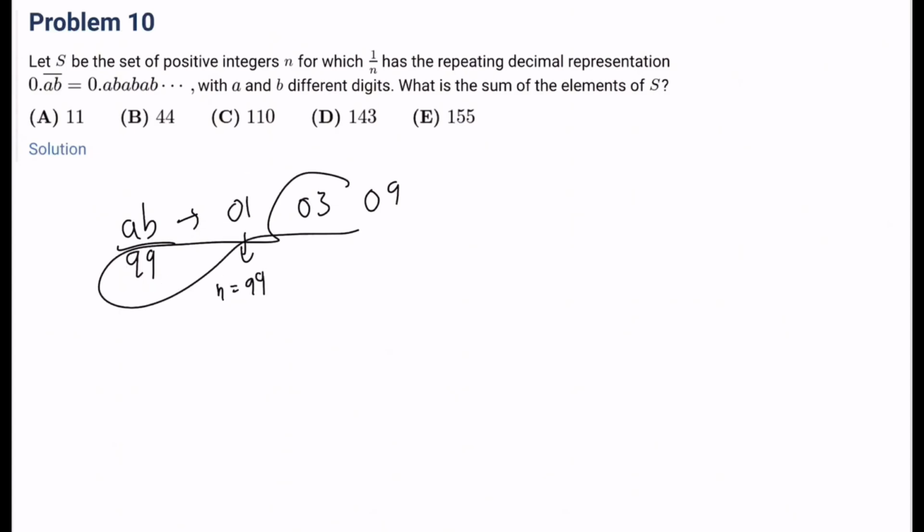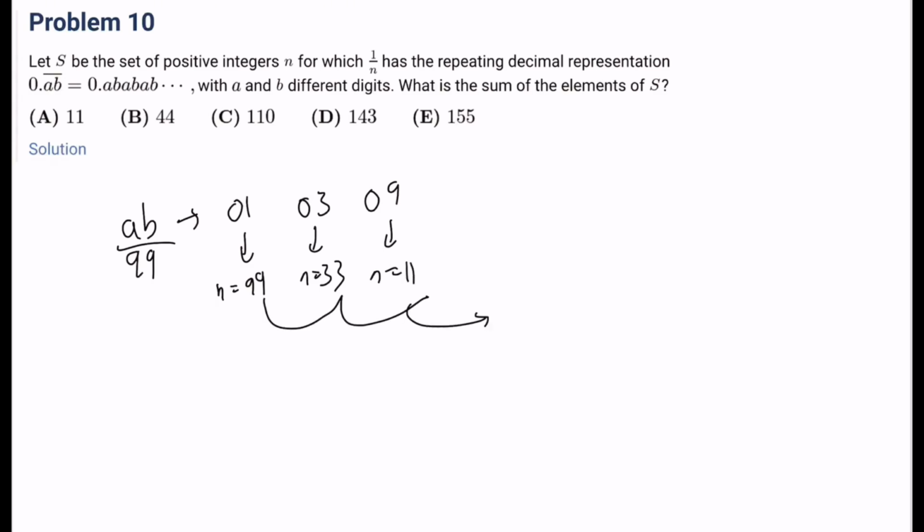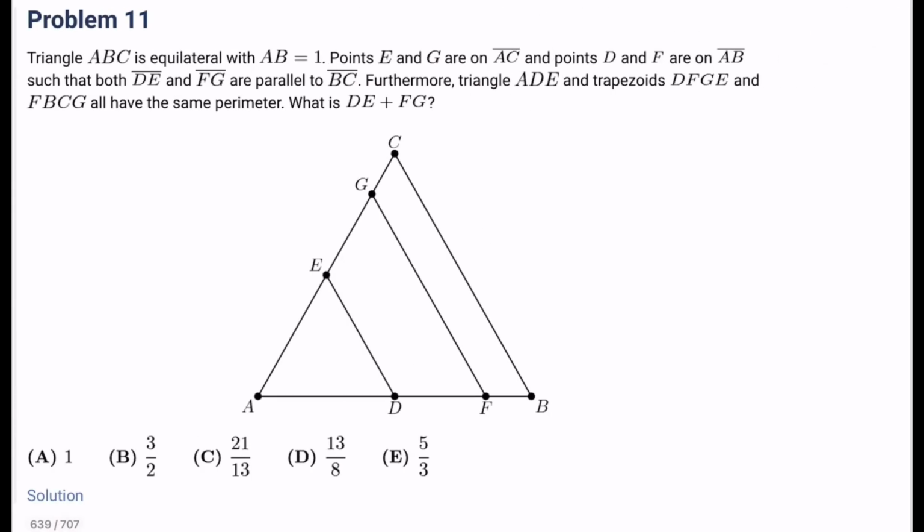And here it's 3 over 99, which simplifies to 1 over 33. That means n equals 33. And same thing for here, we get that n equals 11. So if we just add these all together, that gives us 143, and that's our answer. It's D. Number 11, triangle ABC is equilateral with AB equals 1.